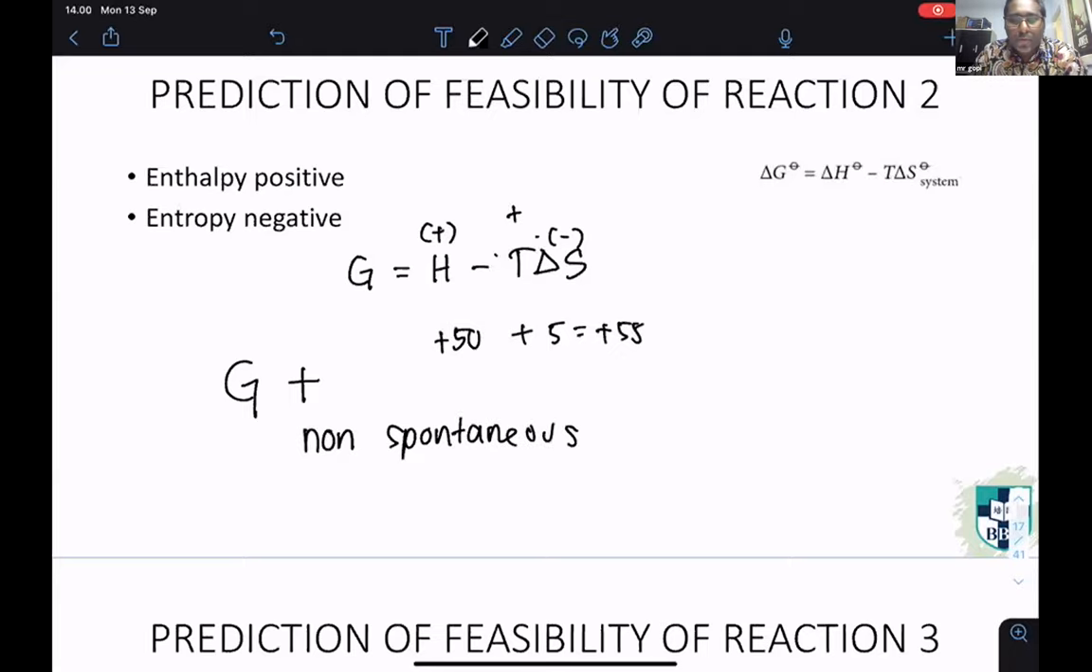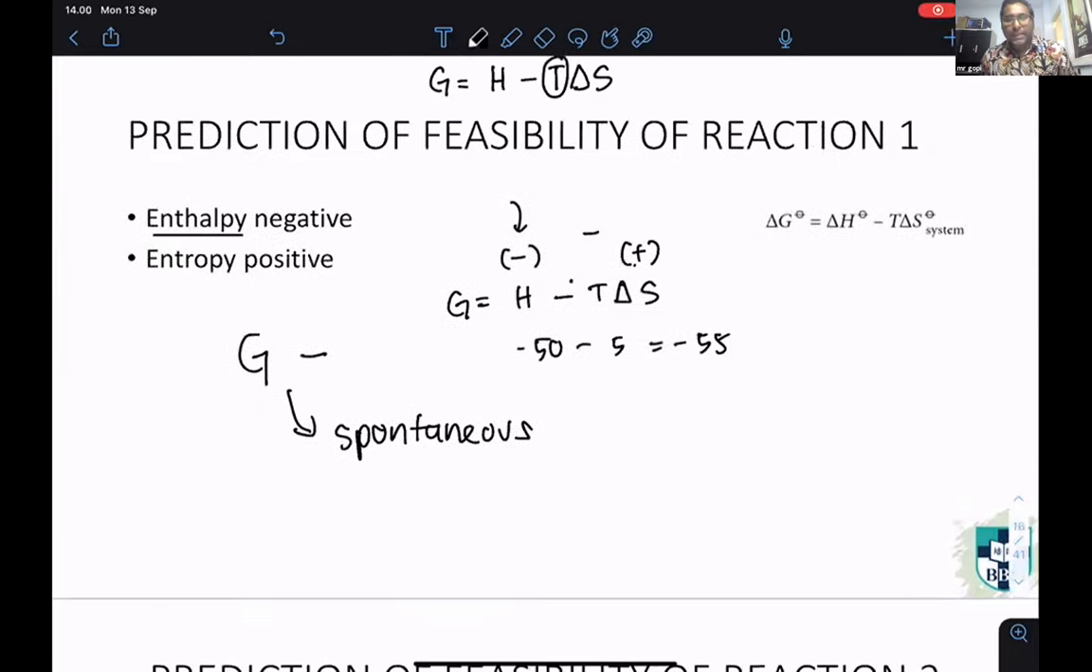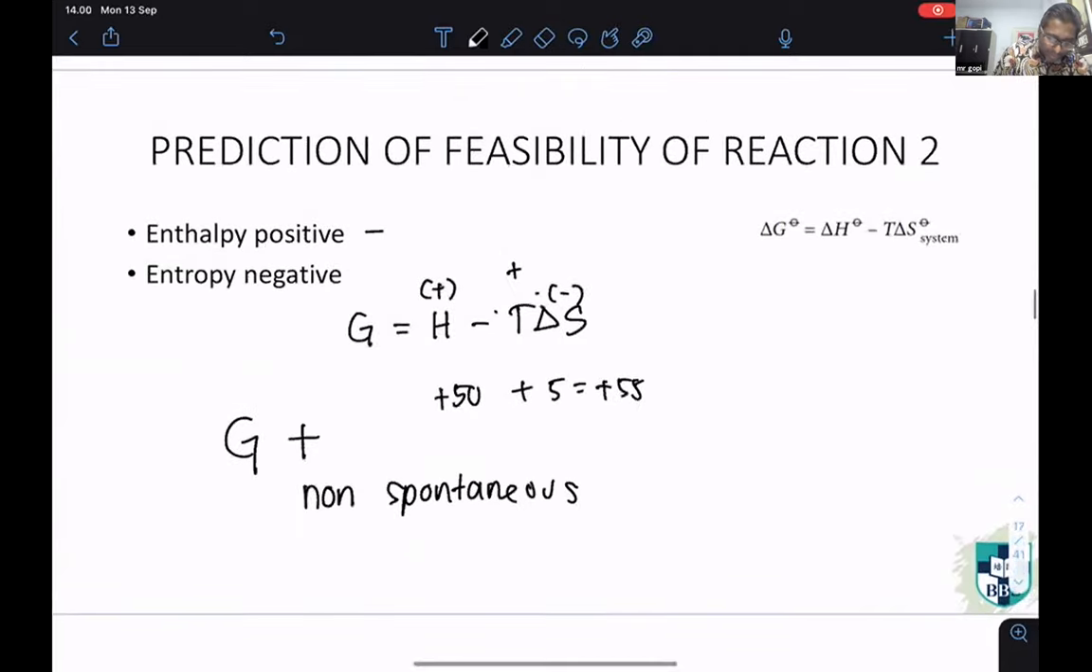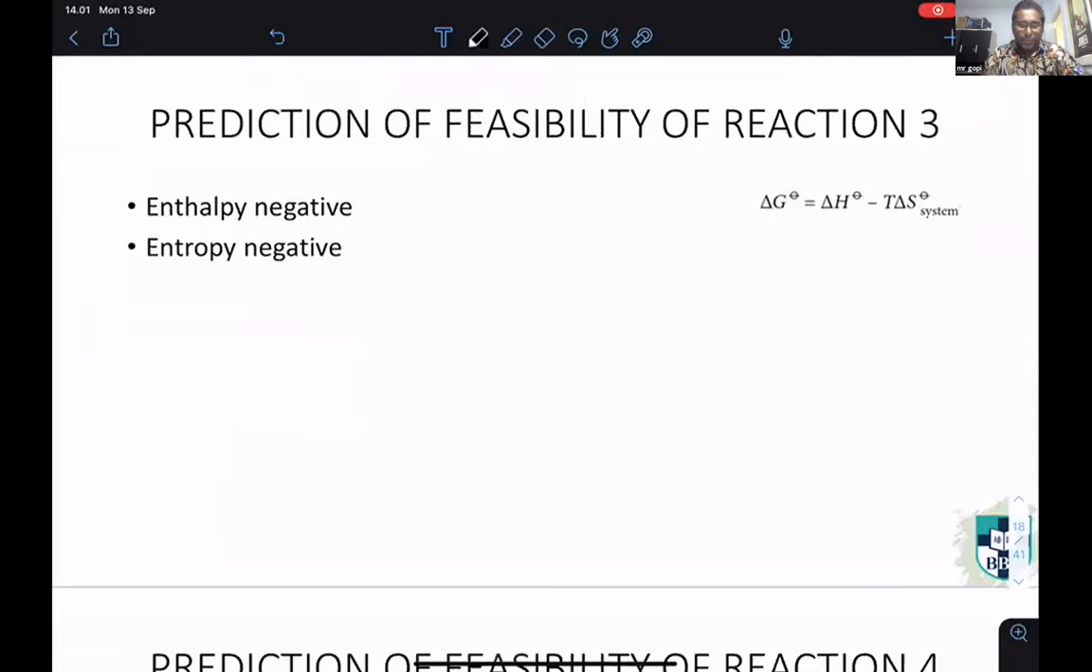Now, I will combine these two first. You can see here what is the similarity in these two. Your enthalpy and entropy are having different signs, negative, positive; and here, positive and negative. They are different signs. I want you to take note of that first. Now, I will go for the third example here. I'll combine everything together.